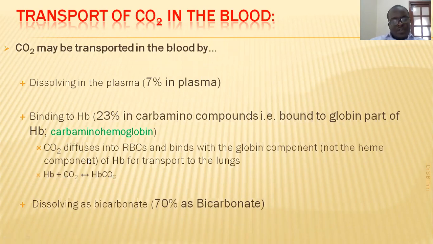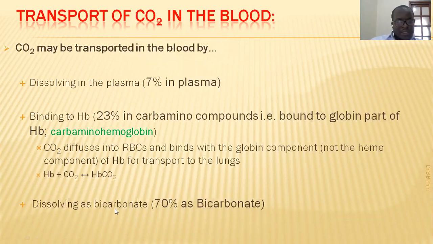So the 70% of carbon dioxide is transported as dissolved bicarbonate in plasma. So some of this carbon dioxide will enter the red blood cell. It will undergo a reaction with the help of carbonic anhydrase. And this carbonic anhydrase is going to facilitate the reaction. Carbon dioxide will react with water, giving you carbonic acid. That carbonic acid is very unstable, so it will dissociate into bicarbonate and hydrogen ions.